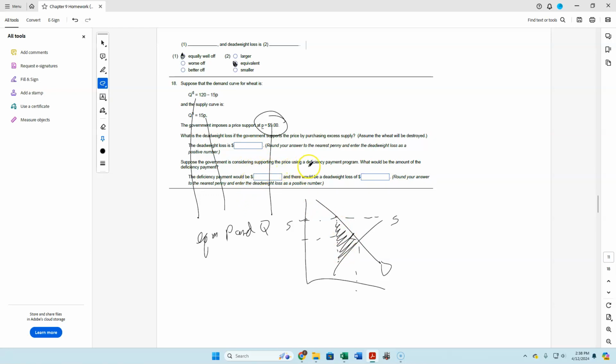And if instead they did the deficiency payment program, you would just need to solve for the difference between this point and this point. You would need to solve that times the $5 price, that difference in the quantities. That's going to be the amount of your deficiency payment. And then your deadweight loss is actually only going to be a smaller portion of this, because your producers are no longer losing out.